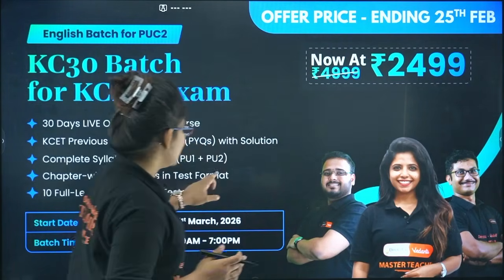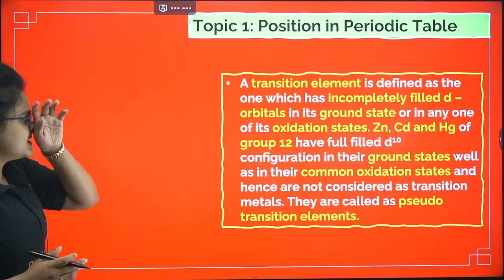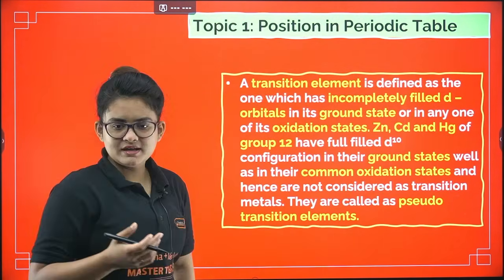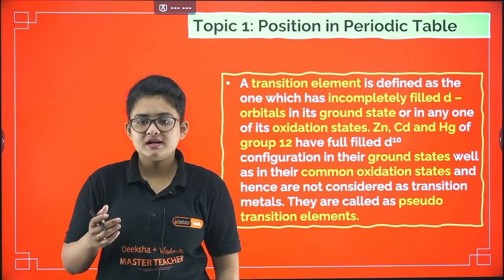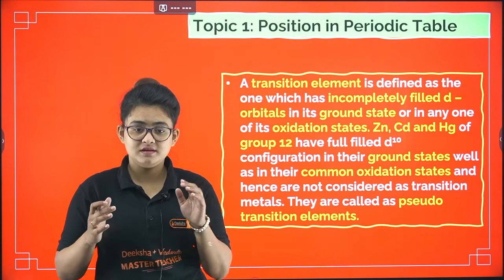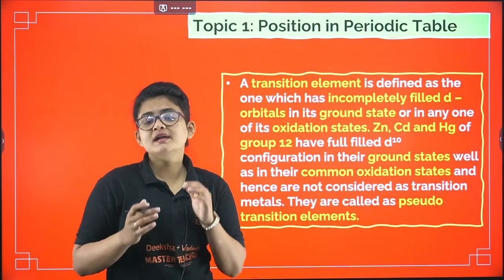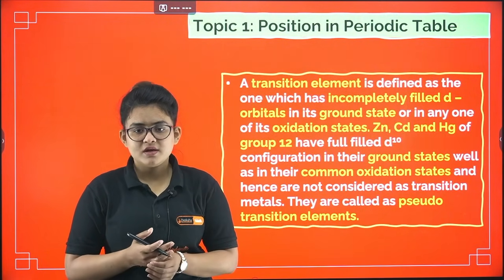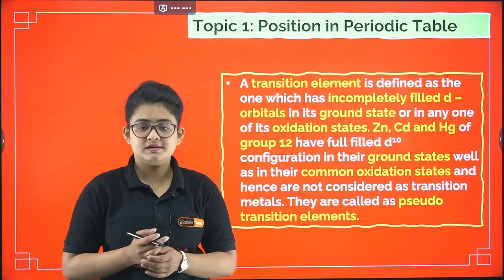So yes, without further delay, let's proceed. Here we are going to discuss a little bit more about the position. Transition elements are defined as d-block elements with incompletely filled d orbitals. I can just tell the example of zinc.